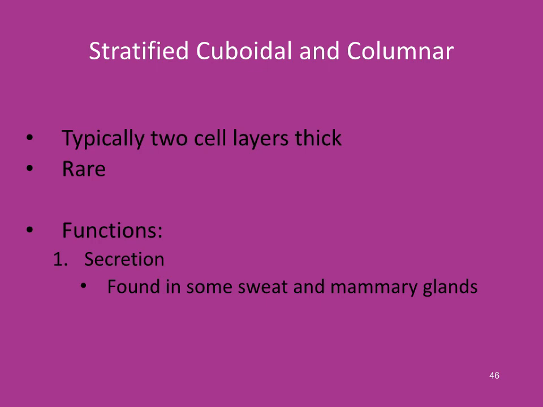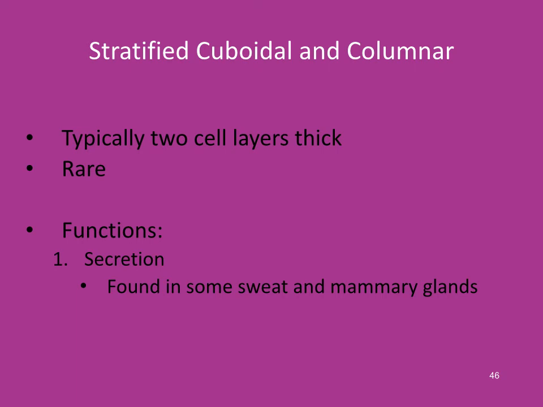Okay, here's the two we skipped. Stratified cuboidal and stratified columnar. Now, why would we skip those? Well, first of all, they're very, very rare. They're only found in a couple of places in the body, and I doubt I'm ever going to ask you. I might. But they're very rare, but they're really obvious when you look at them.